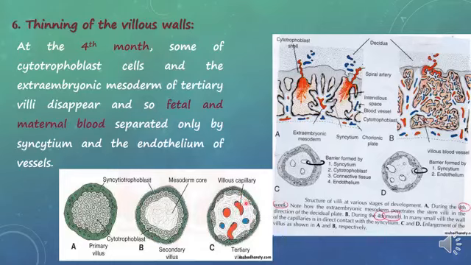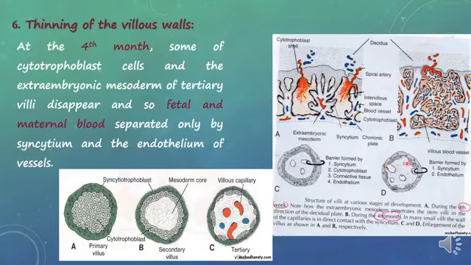What will remain? We will notice that the fetal and maternal blood are separated only by syncytium and the endothelium of the vessels. You can see here the cytotrophoblast, syncytium and the connective tissue of the extraembryonic mesoderm.